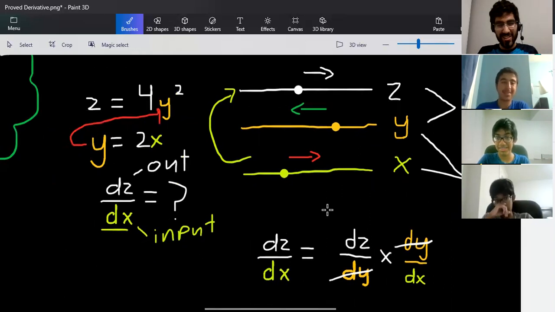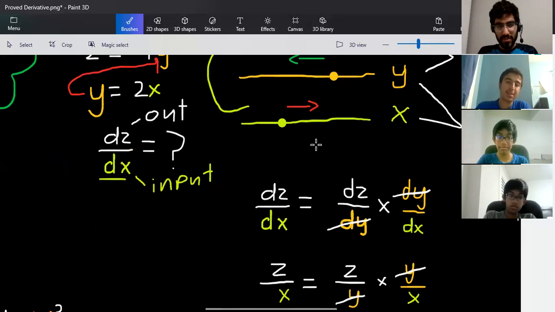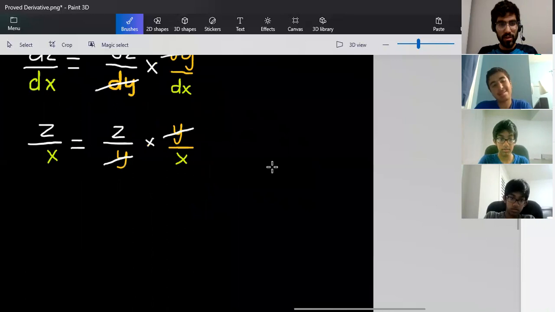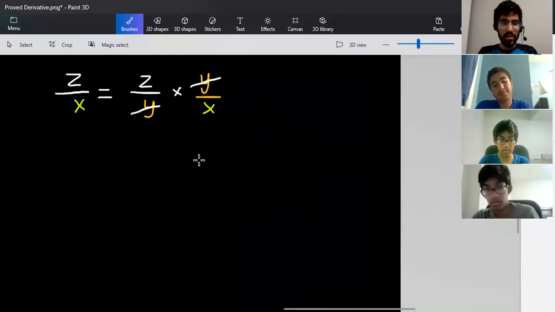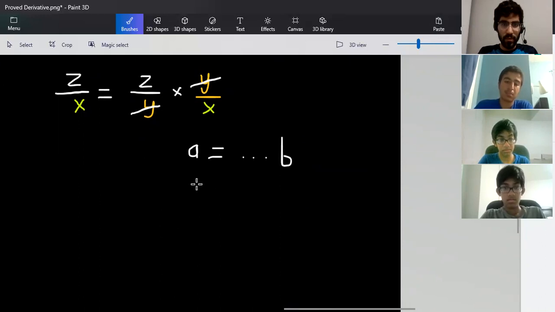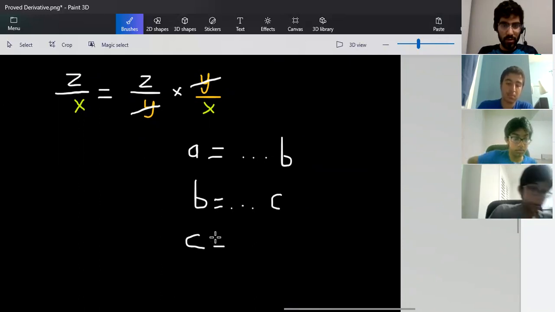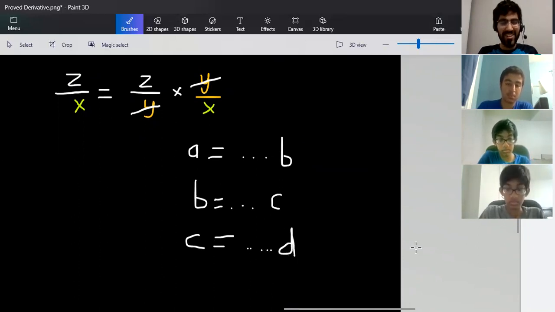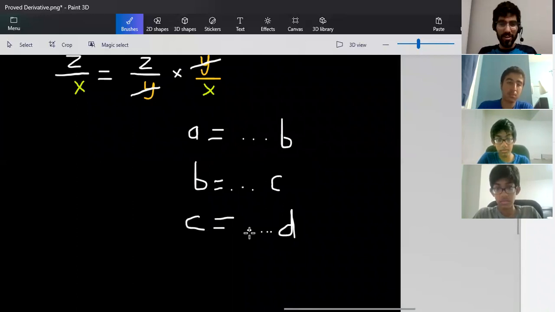All right. So in general, let me write out the chain rule. The chain rule basically says if we have a set of equations where A is equal to something something B, B is equal to something something C, C is equal to something something D, and you could keep going on.